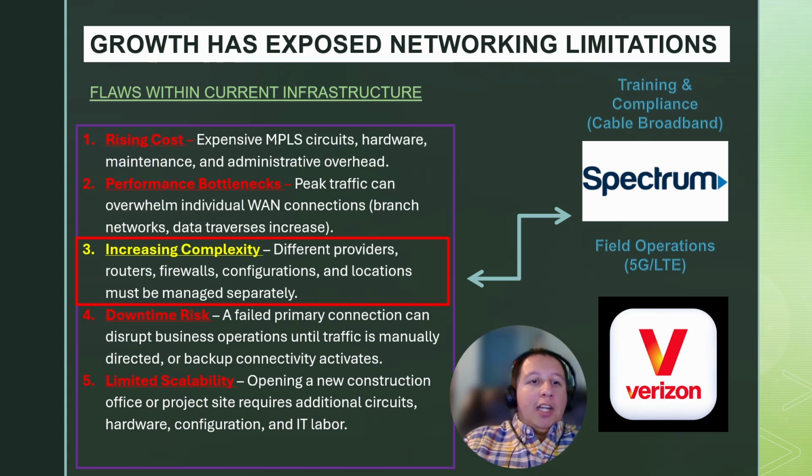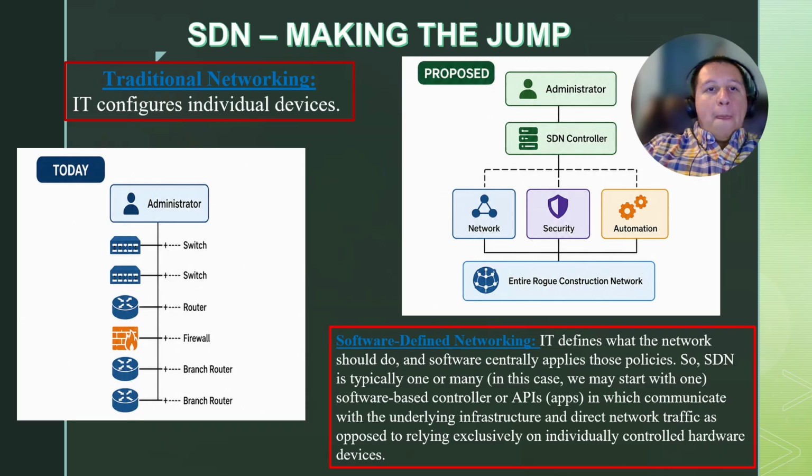So the downtime risk, there's also another flaw here. A failed primary connection can disrupt business operations until traffic is manually directed or backup connectivity activates. We have limited scalability, right? Opening a new construction office or project site requires additional circuits, hardware and configuration, and IT labor, which means we might need to hire more Scotts, but that shouldn't be the case here, not as of right now. So the problem is how World Construction manages connectivity and not necessarily our bandwidth, right? It's essentially just a fragmented wide area network that we have on hand.